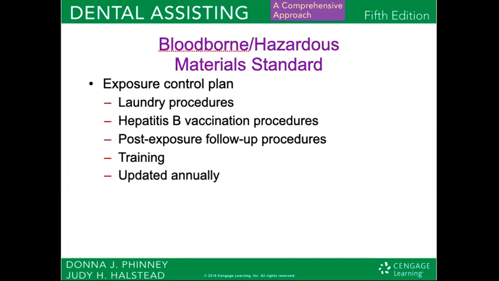An exposure control plan should include a procedure for laundering uniforms, linens, etc., policies regarding vaccination of hepatitis B, procedures to follow after exposure, training of employers related to bloodborne pathogens, training of employees related to bloodborne pathogens, and the exposure control plan must be accessible to all employees and must be updated annually.